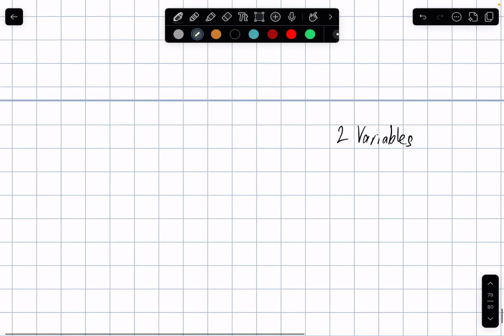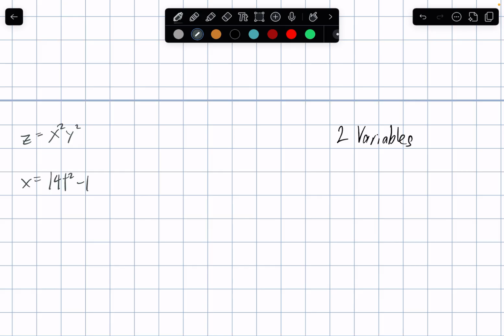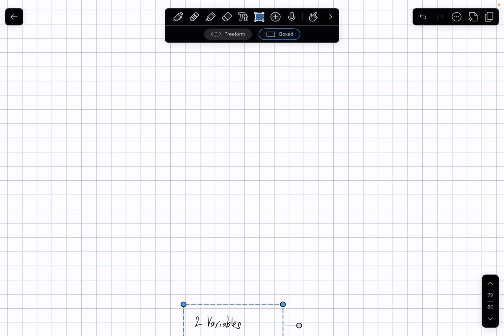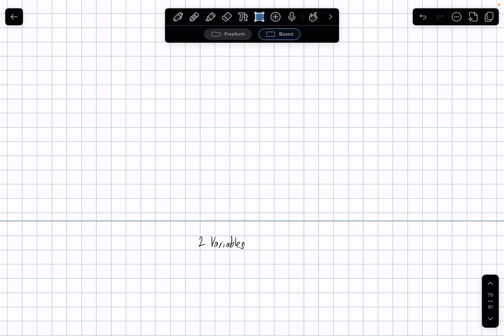Let's try another example. z is equal to x squared y squared, such that x is 14t squared minus 1 and y is equal to 2e raised to t. We're doing two variables later. Just one example. It's pretty lengthy.